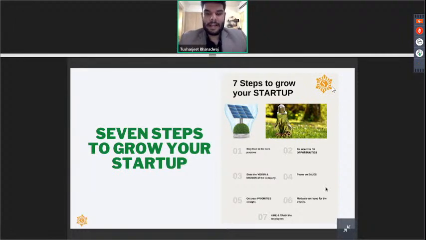Then focus on sales. The 5th one is get your priorities straight. 6th one is motivate everyone for the vision. It is very important for a company. It is the most important feature for a company that all the employees work towards the vision of the company. If each and every single person of the company works towards the vision of the company, success is 100% guaranteed. The 7th point is hire and train the employees.